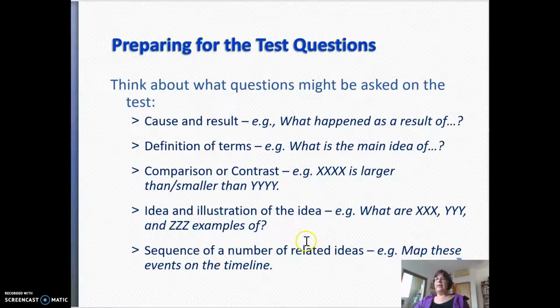You might have an idea in the illustration of it. So a question like what are X, Y, and Z examples of is a good idea and illustration question. You might have a sequence question like map these events on the timeline, which came first, which came next, which came after that.